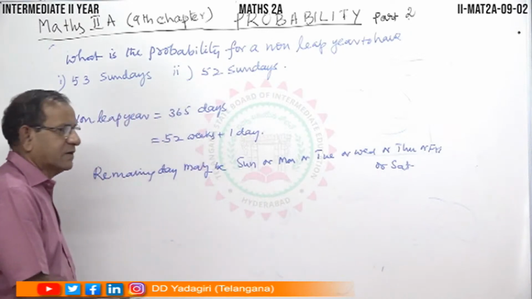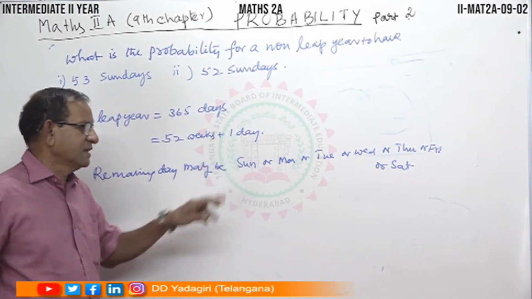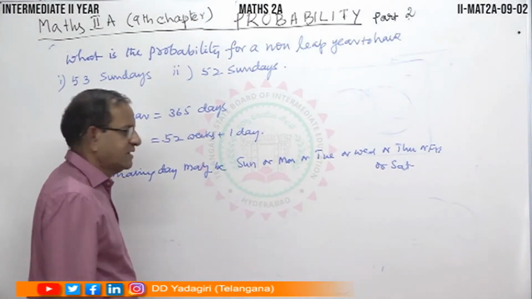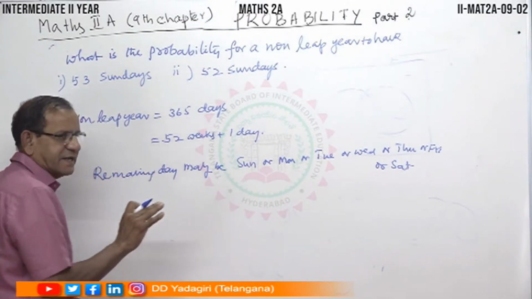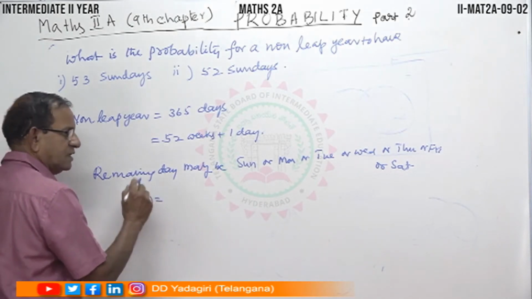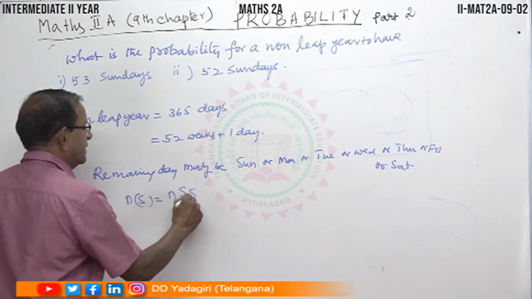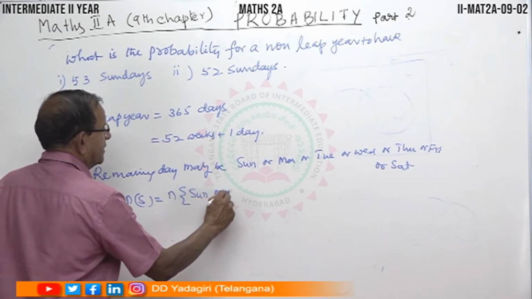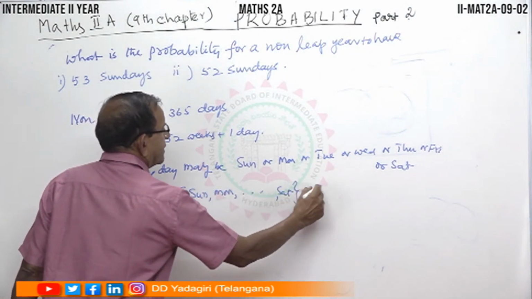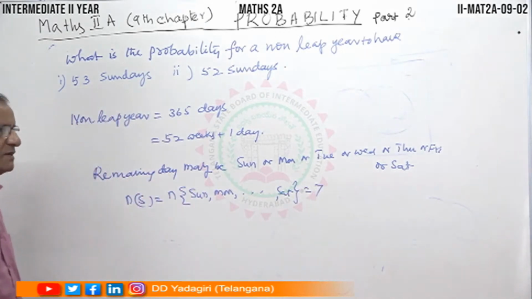That means what are the possible outcomes for that day? There are 7 possibilities. That's why the sample space contains 7 sample points. That is n of S is equal to n of, that is Sunday, Monday, like that, Saturday. Total 7 sample points are there.